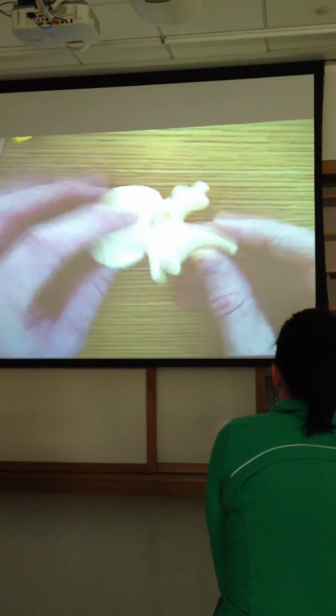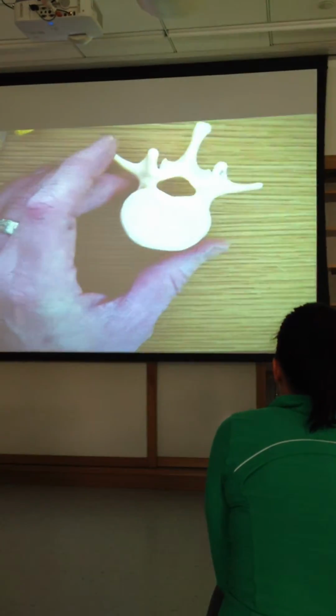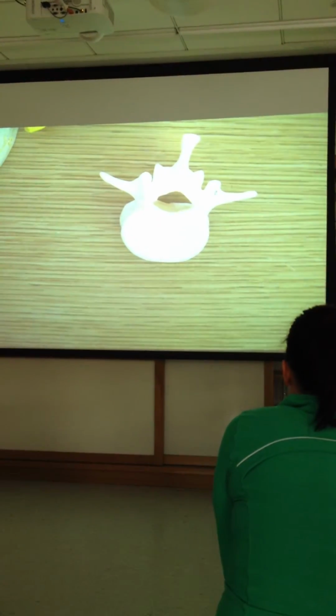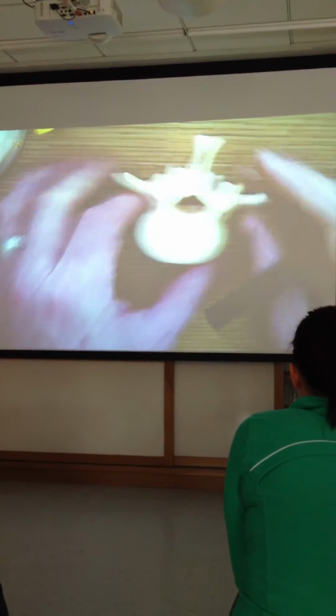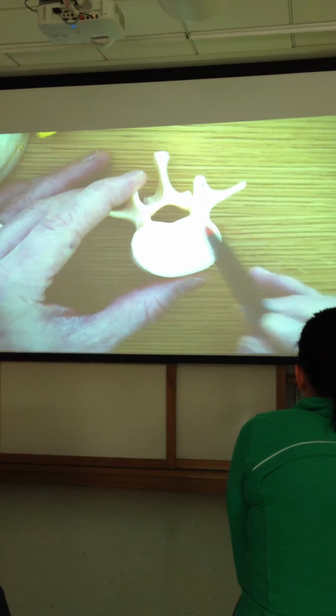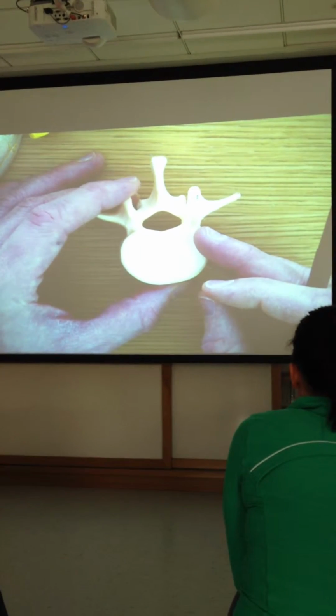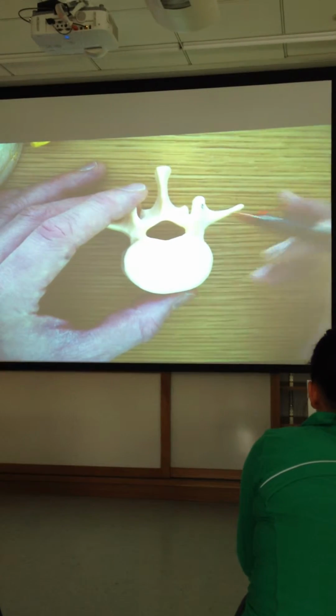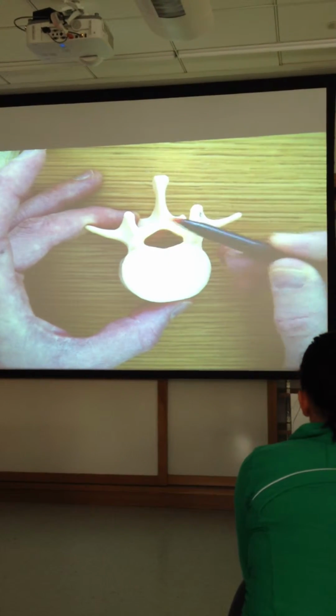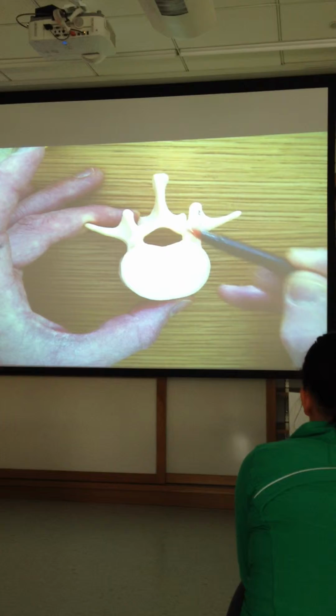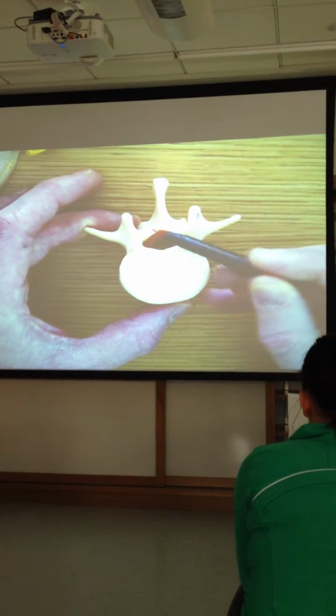Anyway, let me go through the general parts of any vertebrae. Unless you're dealing with C1 and C2, which are kind of funky, most vertebrae have a couple parts to them. What's this big part called? Body. That's the vertebral body. You have then this part that forms an arch. That's called the vertebral arch.